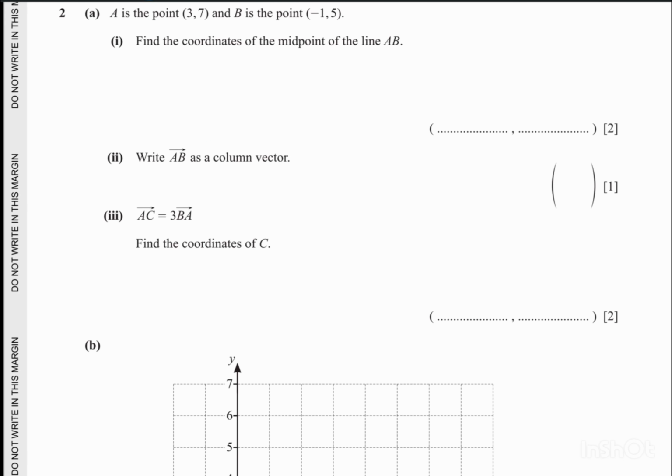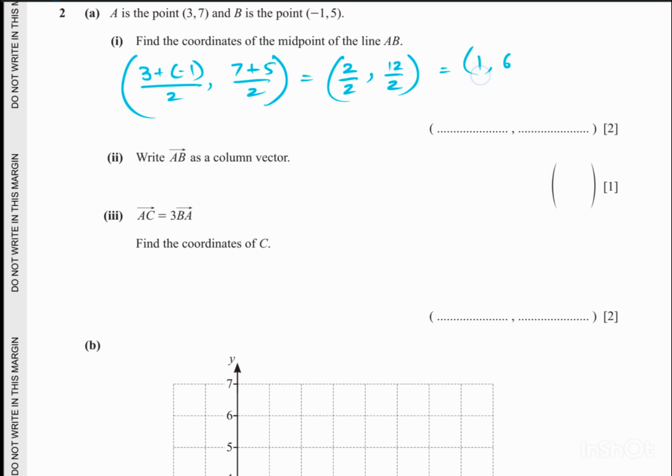Question number 2. A is the point (3, 7) and B is the point (-1, 5). Find the coordinates of the midpoint of line AB. So to find the midpoint, we have to add the x coordinates and divide by 2. 3 plus -1 by 2. Y coordinate will be 7 plus 5 by 2. 3 minus 1 is 2, 2 by 2, and 7 plus 5 is 12, 12 by 2. So the midpoint is here (1, 6).